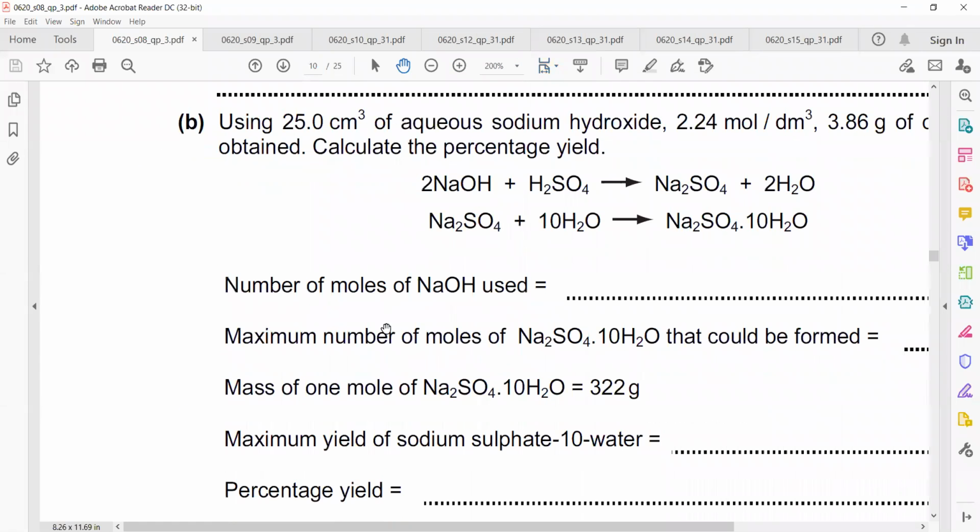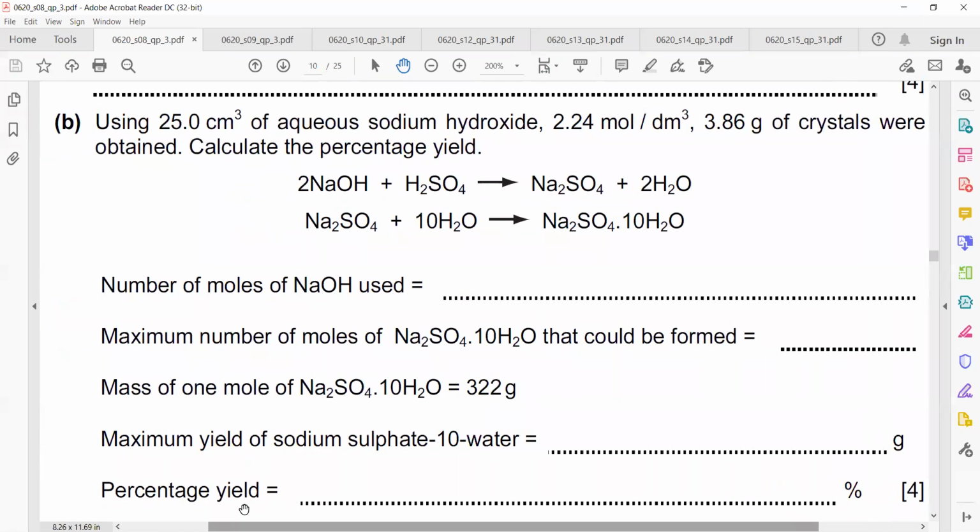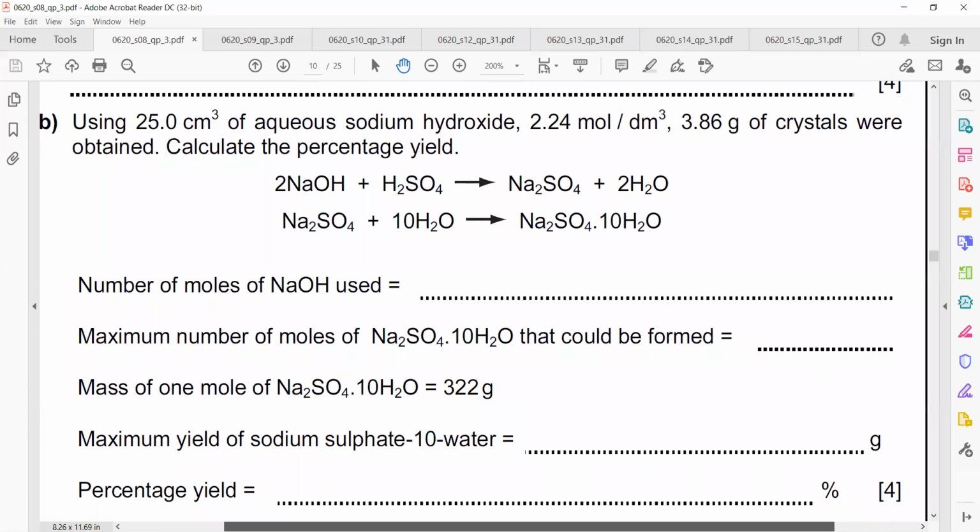Another question related to percentage yield. In this question, using a 25 cm cube of sodium hydroxide of concentration 2.24, 3.86 grams of crystals were obtained. What are the crystals? Basically sodium sulfate or hydrated sodium sulfate. So this is the practical value of a product. We need the percentage yield.